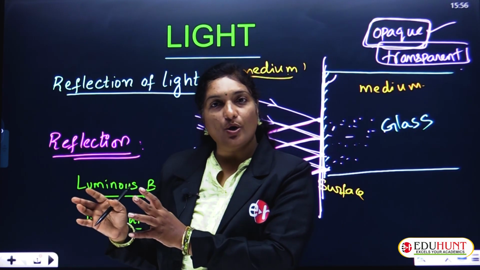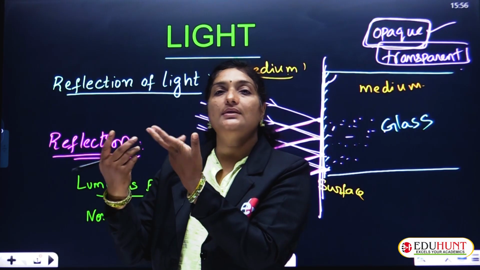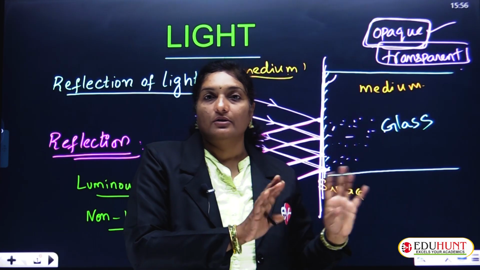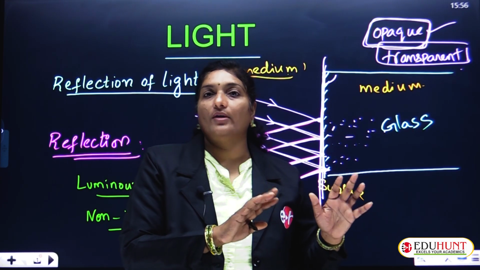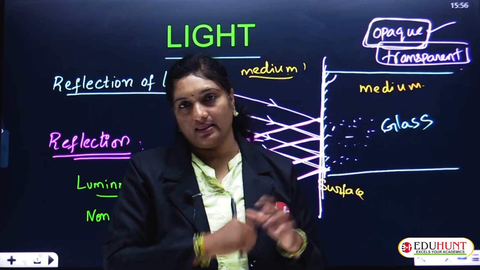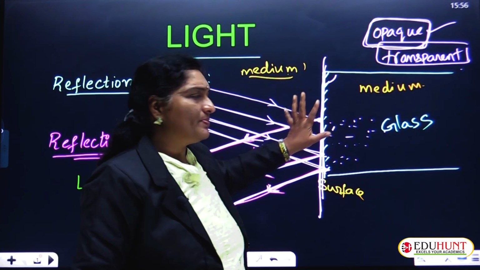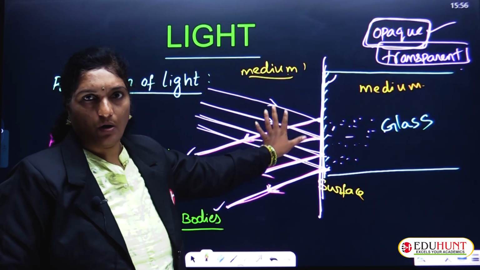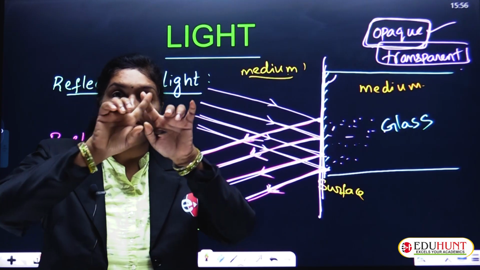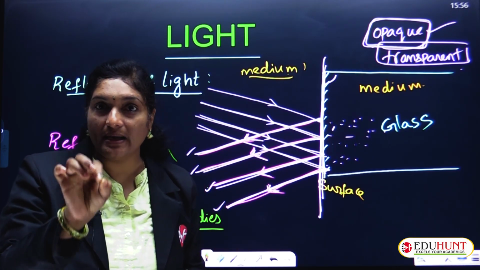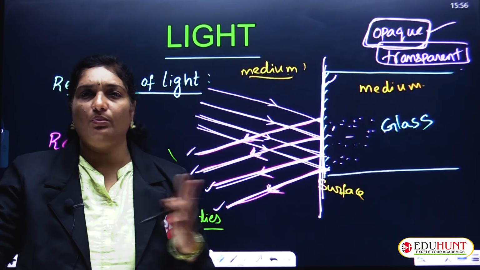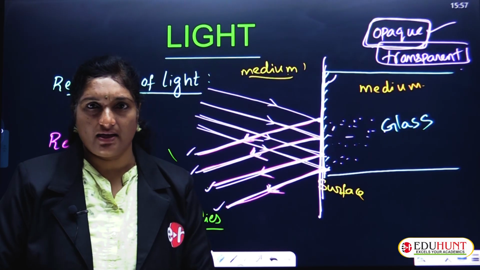Luminous bodies are those bodies which produce light by themselves and are directly seen, whereas non-luminous bodies do not produce any light on their own. They only reflect the light which is falling on them. For example, if you observe a colored portrait, you are able to observe different colors on it only because in that portrait you have red, green, blue, yellow, pink, many color combinations.